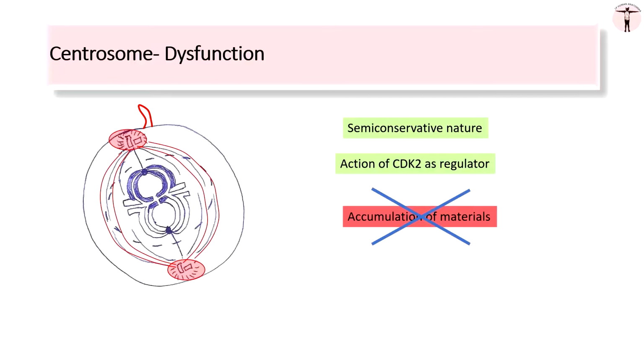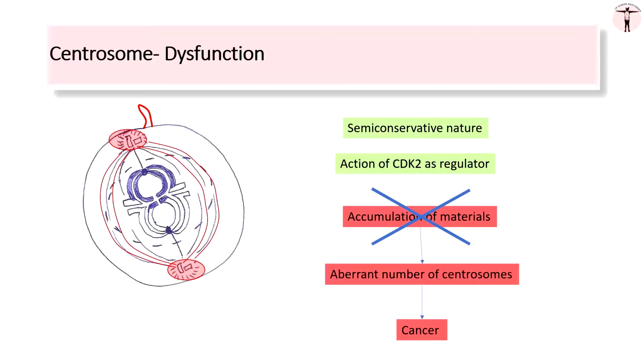Any malfunction in the pathway of replicating the centrosomes leads to an aberrant number of chromosomes, which has been shown to be associated with cancer.